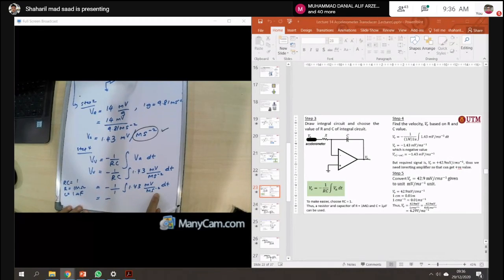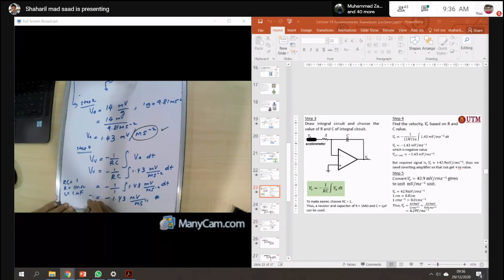So this one, you will integrate. That means this meter per second squared will be lost. It will become millivolt. Now it is meter per second only. Okay, this is the concept.